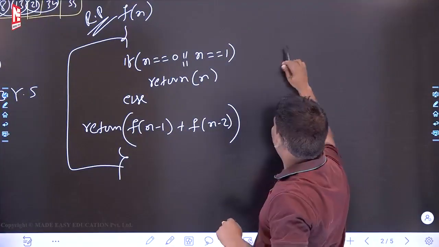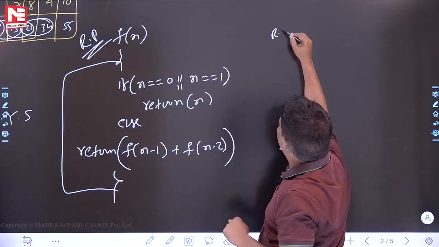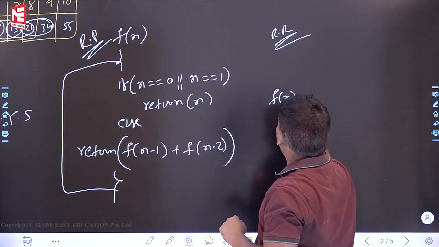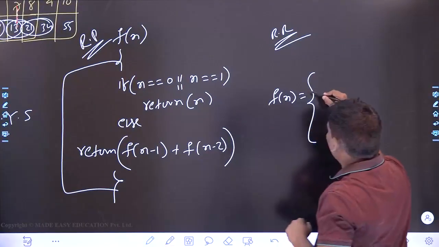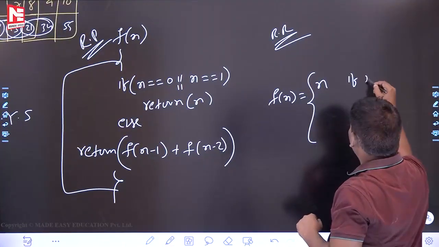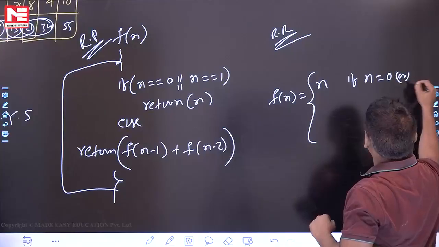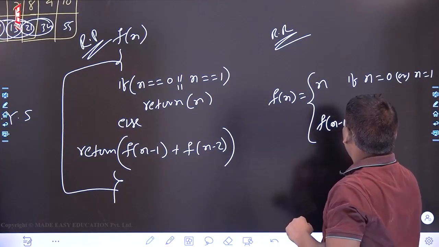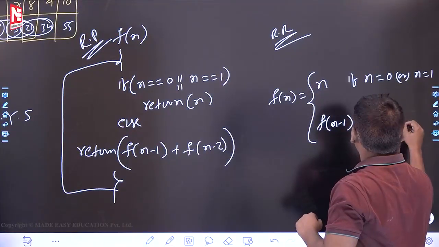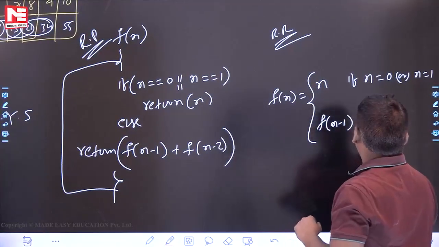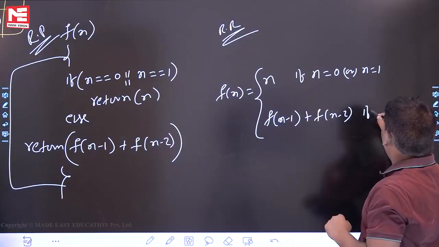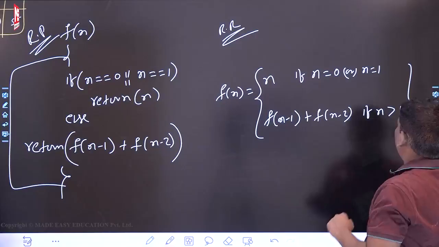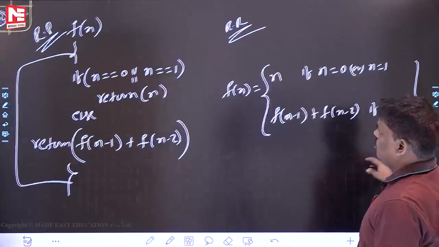Let's go to the recurrence relation. Everyone knows recurrence relation writing is very simple. Recurrence relation, first one, second one. See this one. Fibonacci of n is equal to, what is the answer? Fibonacci of n is equal to n if n is equal to 0 or n is equal to 1. Otherwise, what is the answer? F of n minus 1 plus F of n minus 2, if n is greater than 1. This is the story.